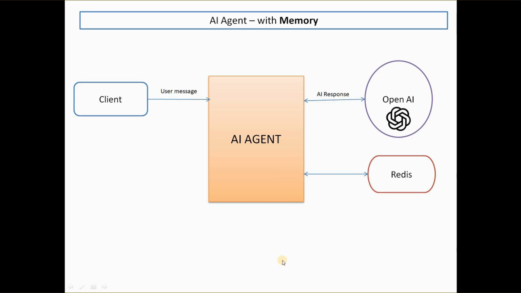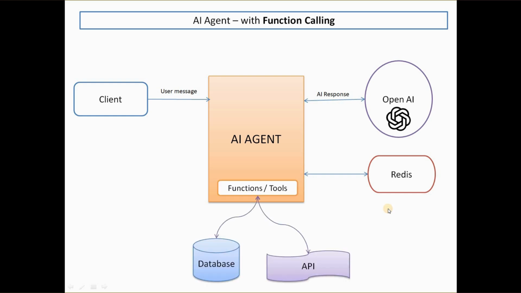This is our current architecture. We have an AI agent which talks to OpenAI, and also we have Redis to store our memory or the context of our chats. Can we make our AI agent smarter and able to make database calls or external API calls or any other functions? This is where function calling comes in. We can make our AI agent call functions that can perform any actions like database queries, API calls, or any logic. Let's look at a demo of what is possible.